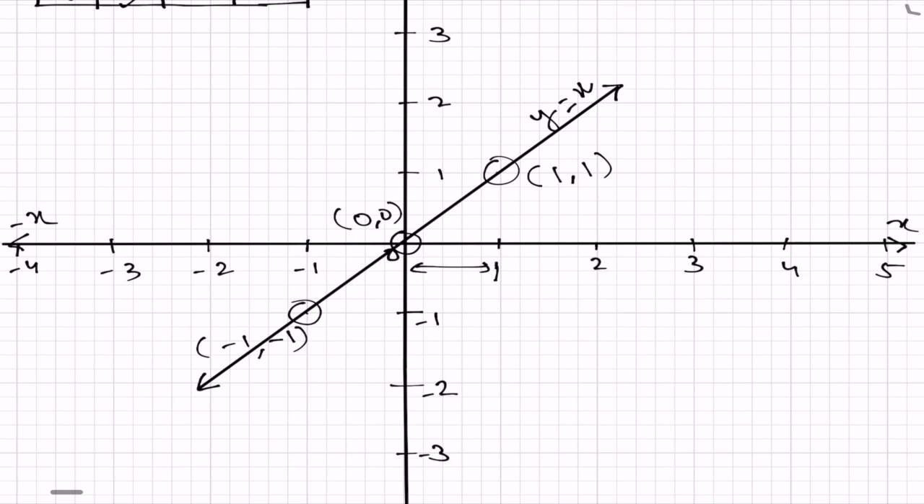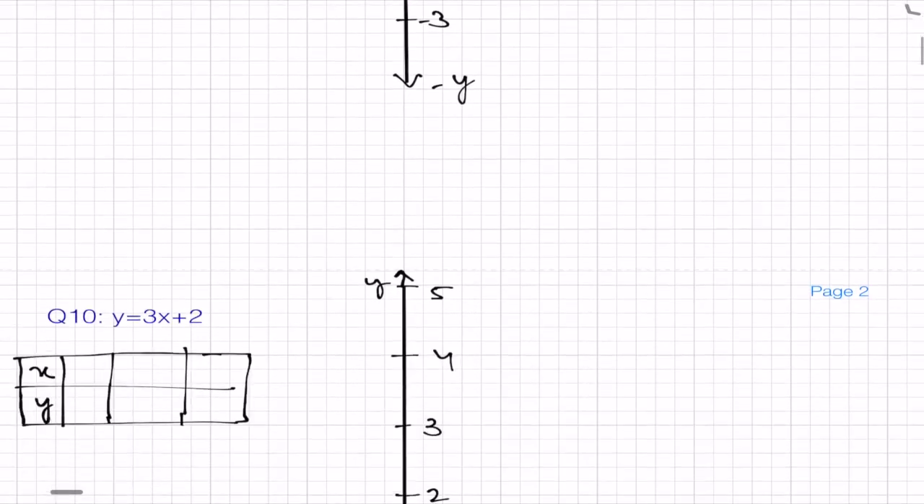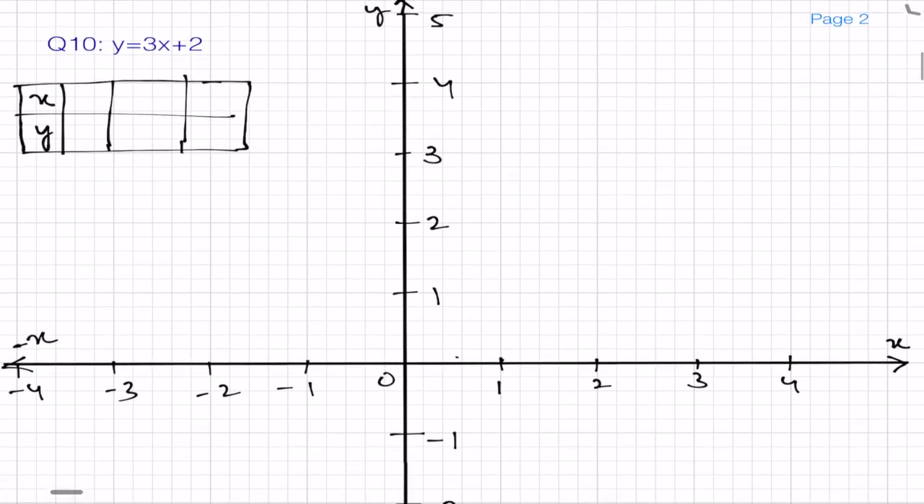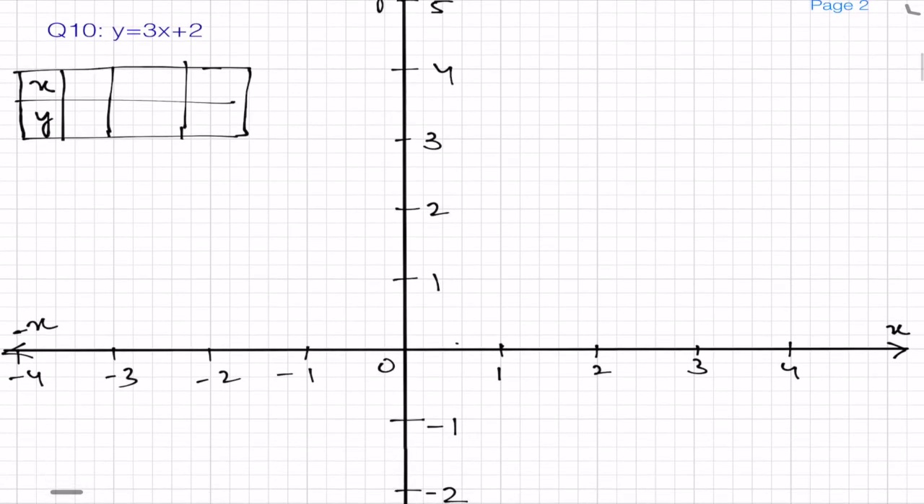Now we will move to question number 10. Here also see, the question is y is equals to 3x plus 2. First step, make either x the subject or y the subject. Choice is yours. In this question y is already the subject, so we will pick the values of x of our choice. The calculation you can do in the rough portion also, but the table you have to make on the sheet.